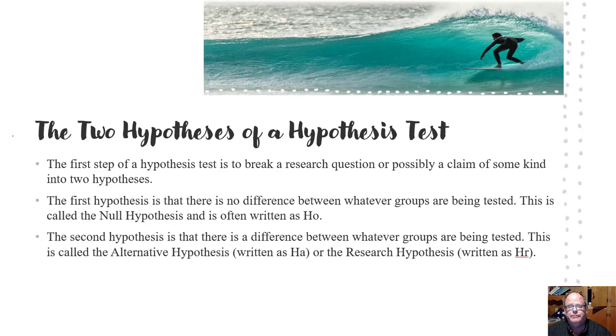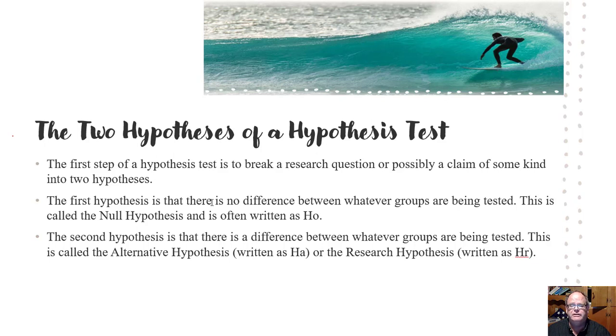So the first step of a hypothesis test is to break a research question, or possibly a claim of some kind, into two hypotheses, all right? At the start of a hypothesis test, you're either going to have a research question or you might have a claim. In our case, we're going to have research questions. You want to break it into two logically complementary hypotheses, okay? That's the way it always starts.